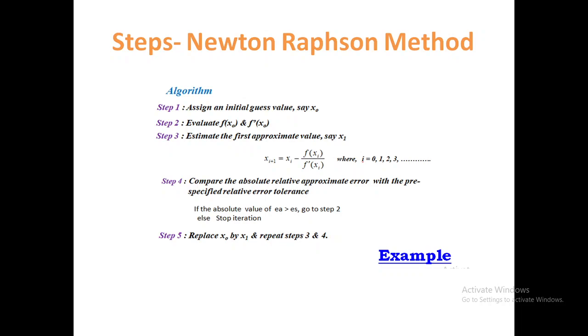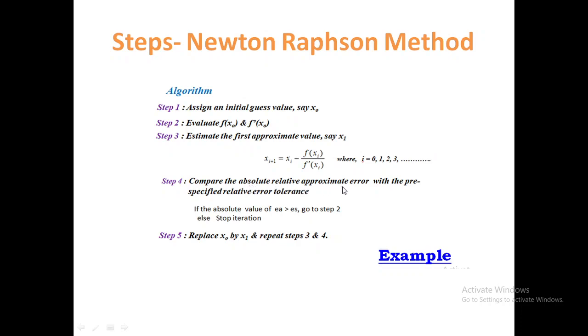We want to first assume the initial guess value, say x0. Second, evaluate the value of f of x0 and f dash of x0. Once you have found f of x0 and f dash of x0, then you have to calculate the first approximate value. How to calculate that? You know the formula: x(i+1) is equal to xi minus f of xi divided by f dash of xi, for i equal to 0 to n.